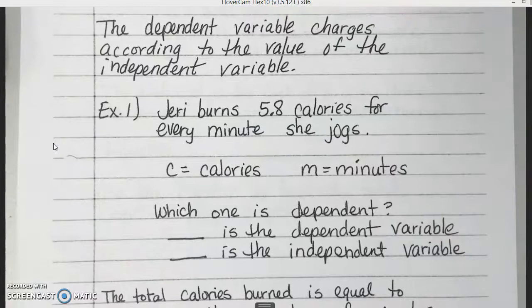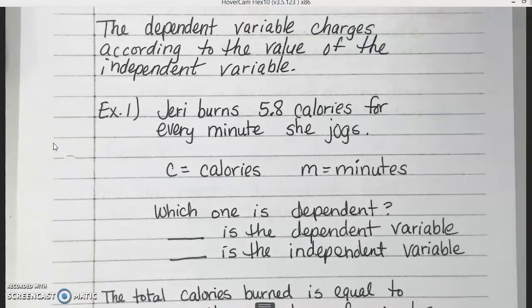I'm going to go ahead and read the problem to you. Jerry burns 5.8 calories for every minute she jogs. We've got to identify the independent and dependent variables in this situation. Then we've got to write an equation to represent that relationship. So, looking at example 1, we know that Jerry burns 5.8 calories for every minute she jogs. So we're going to let C stand for your calories and M stand for your minutes.